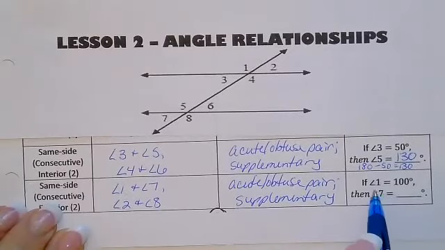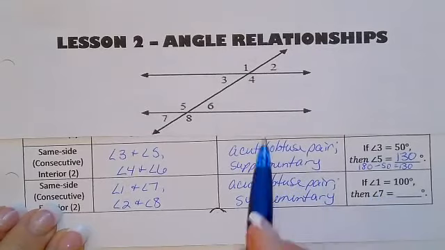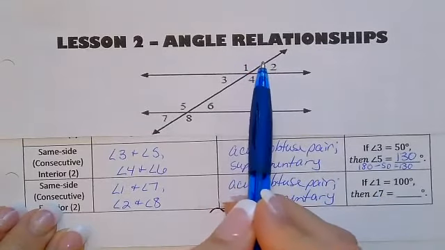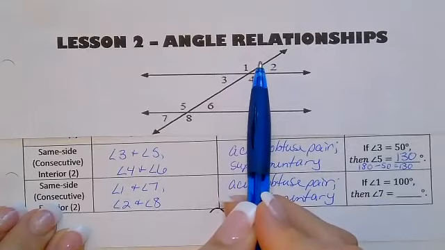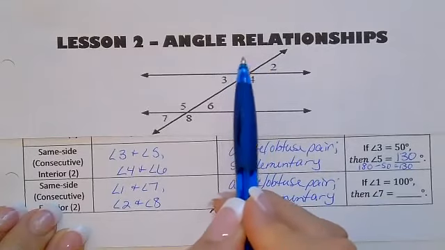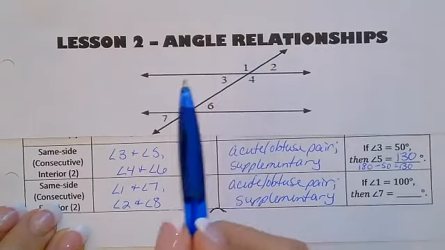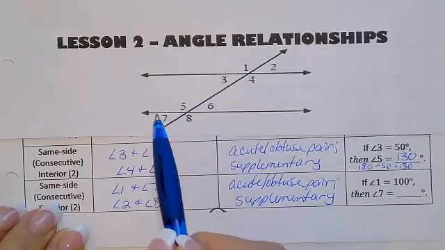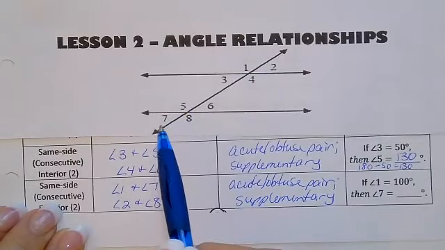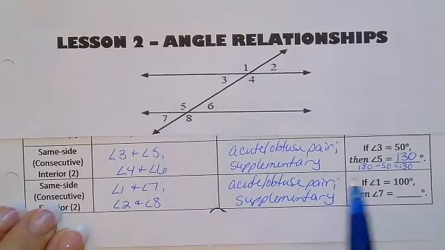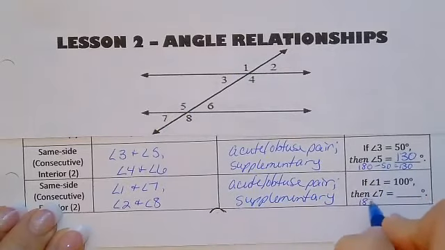So if angle 1 equals 100 degrees, what is angle 7? Well, if my obtuse angle is 100, I have to subtract it from 180 to figure out what my acute is. So 180 minus 100 equals 80. So angle 7 must be 80 degrees.